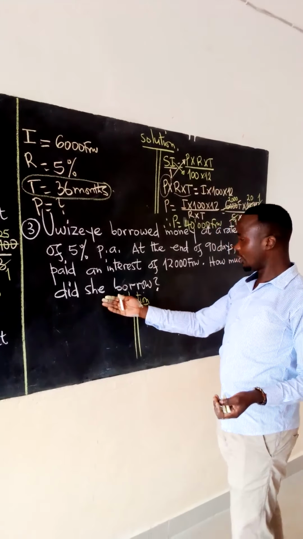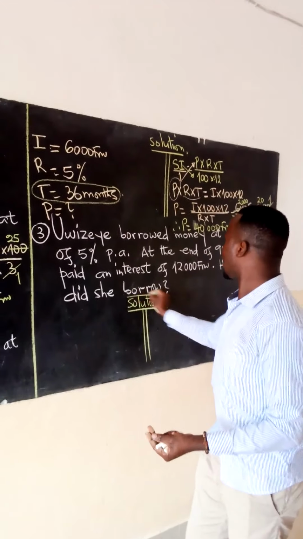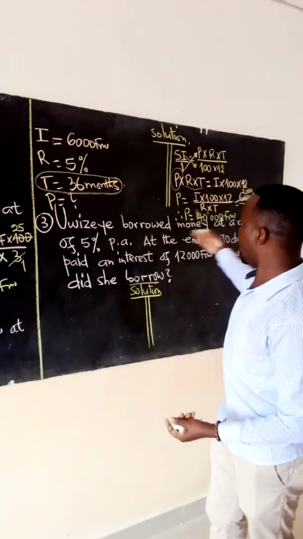What do we have here? How much did she borrow? Means what is the principal? Remember, the principal is the money banked, the money borrowed, the money invested, etc. So we don't have the principal here. It is what they are asking us. Okay, number 1 we have the rate, 5%. After this one, at the end of 90 days, time 90 days. And an interest of, I think you cannot fail to sort out what they have given you.